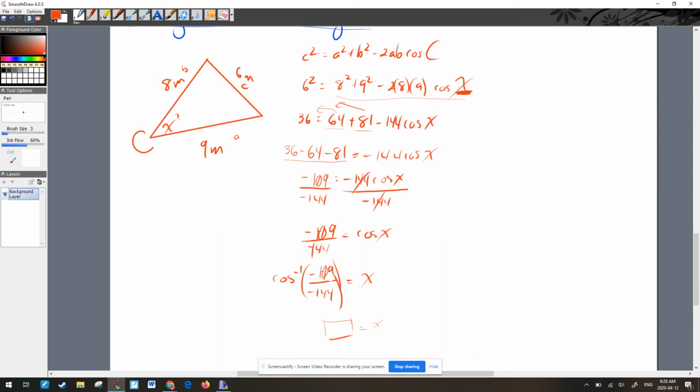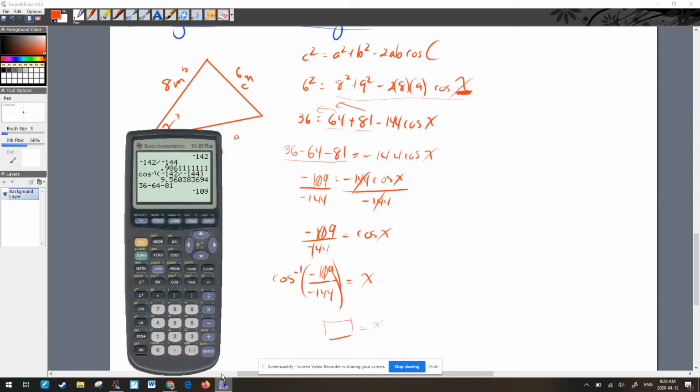All right, so let's try that again. So grab my calculator. We're going to do second function cos inverse of negative 109 divided by negative 144. So close that off, and we're going to get 40.80, which is much more reasonable angle there.